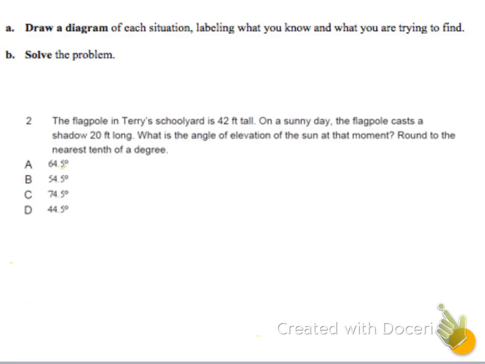Okay, the flagpole in Terry's schoolyard, so here's our flagpole, is 42 feet tall. On a sunny day, the flagpole casts a shadow of 20 feet. What is the angle of elevation from the sun? So again, it has to elevate. So it would be like the sun is looking at the top of that flagpole. And we want to know what that angle measure is. Round to the nearest tenth of a degree.